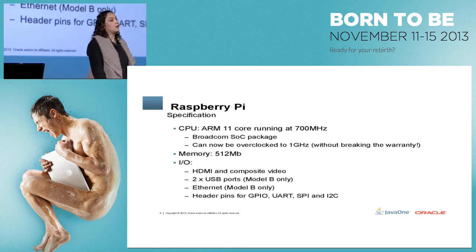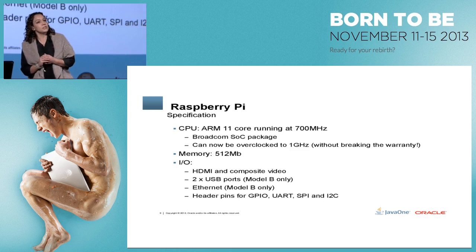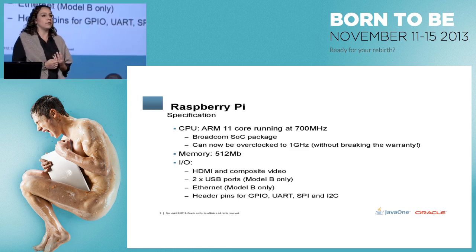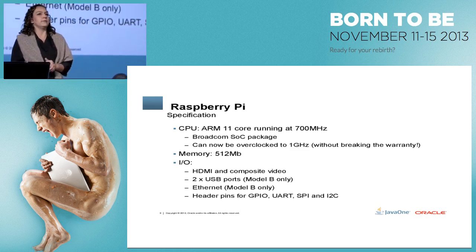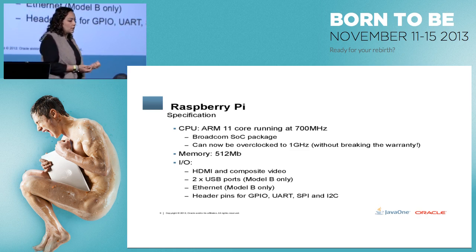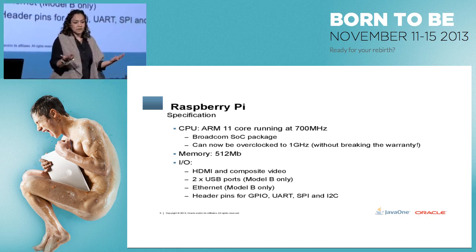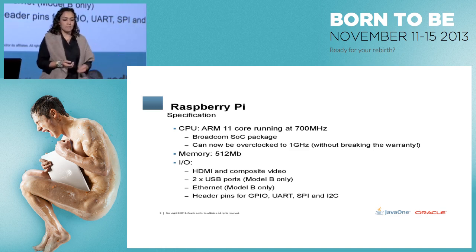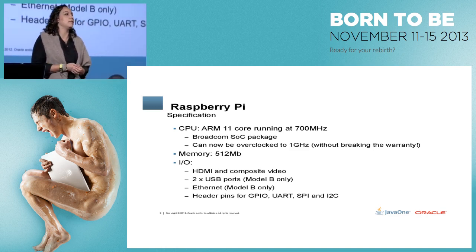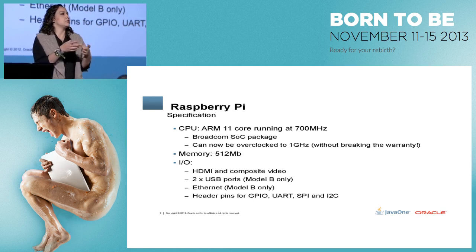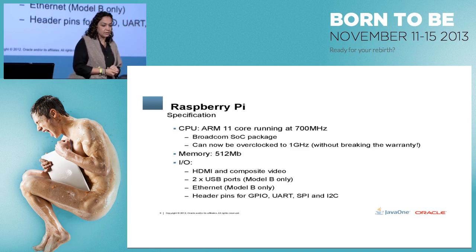So we are talking about ARM11 at 700 megahertz. People have been able to overclock up to 1.2 gigahertz, I think. But it's a little risky because once you go over 1, you actually void the warranty. So be careful with that. Just a bit of information: it's a system on a chip, so the chip that you see is not the processor, it's actually the memory. The processor is sitting underneath the memory, and that's a design they use to take up less space.